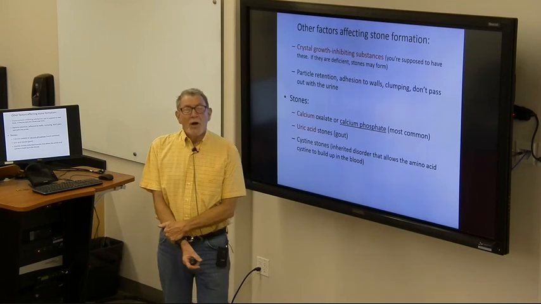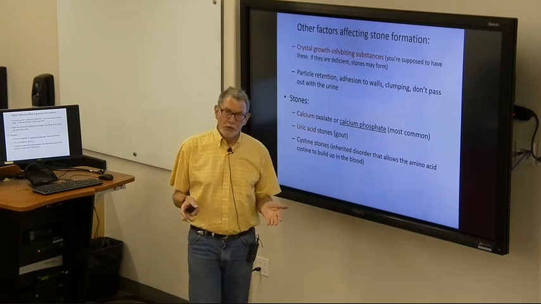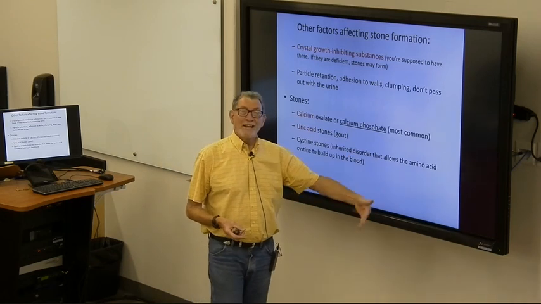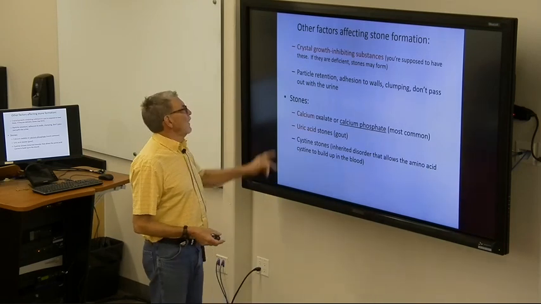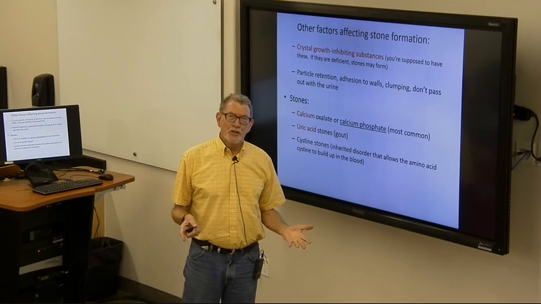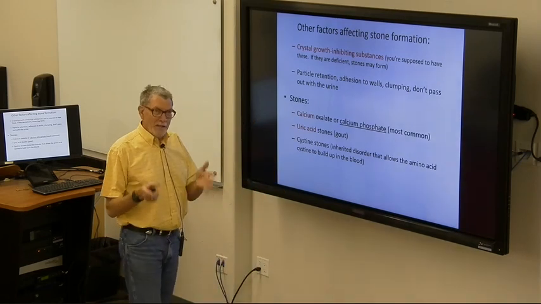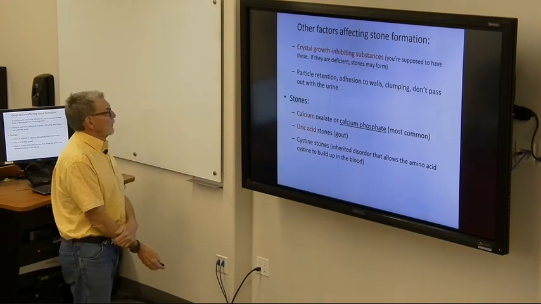Furthermore, our kidneys make substances that are supposed to help keep crystals in solution. If you have a deficiency in the crystal inhibitors, you can form kidney stones. And that's probably where the genetic predisposition or the family history comes in. If you have that inability to produce enough of those anti-crystal substances.